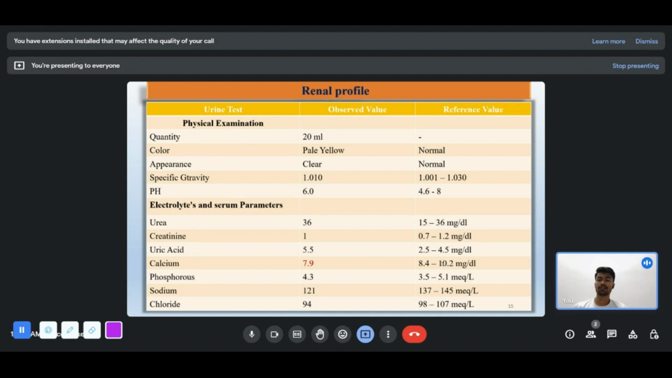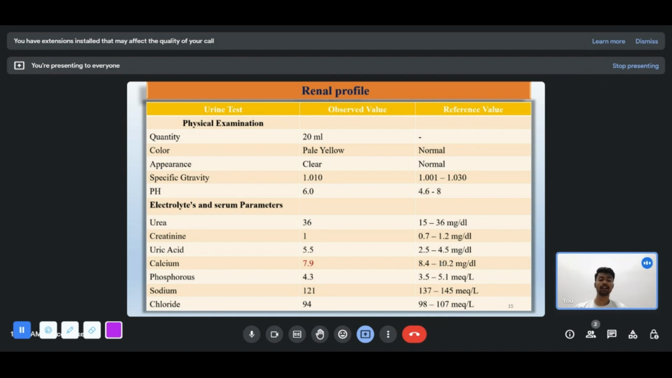On physical examination of the urine, some urine tests are carried out, like pH, specific gravity, appearance, color, and quantity. These all are normal. Electrolyte and serum parameters like urea, creatinine, uric acid, calcium, phosphorus, sodium, and chloride. We can see here that the calcium levels are below normal.